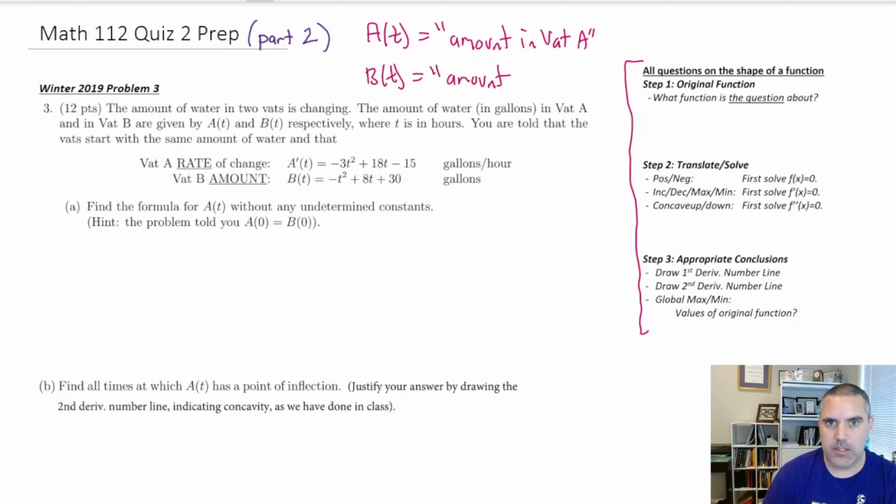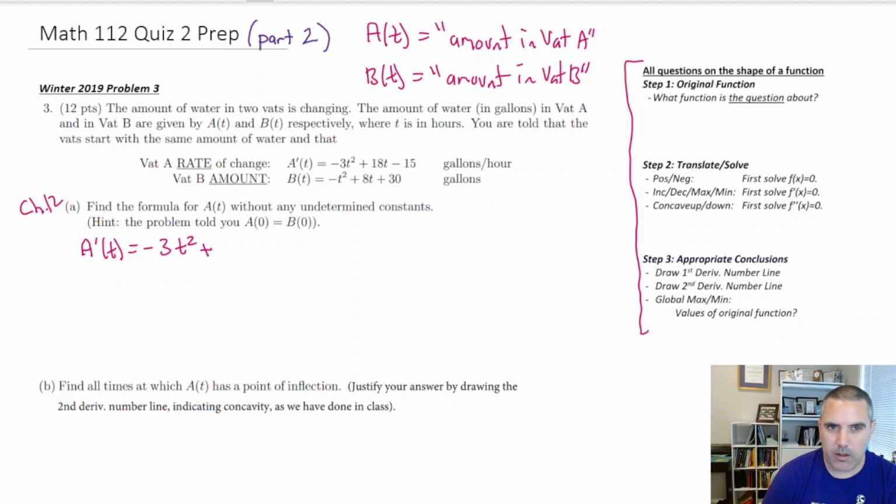And there should always be these moments when you read the question, you think about that a little bit. So then you go, what are they telling me? They're telling me the derivative of A, so that's the rate, and they're telling me the amount in vat B. And they're telling me that they start at the same amount. Okay, so when you read question A, you should be always thinking about what are you given and what do you want. This one is a chapter 12 question. Why do I say that? Because what I'm given is the derivative of A.